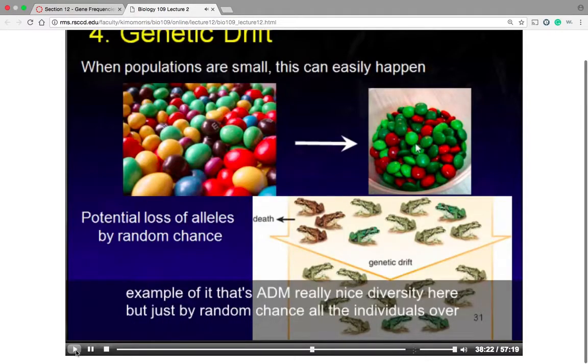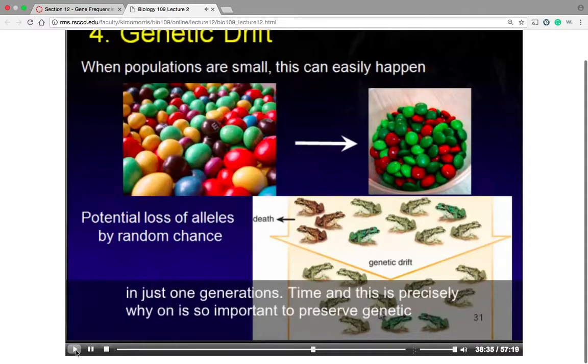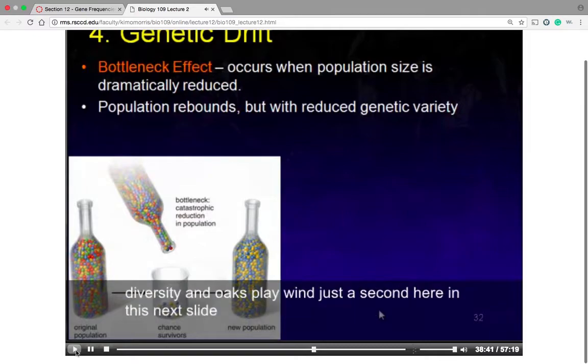Here's a really good example of it. Let's say you have really nice diversity here, but just by random chance all the individuals over here died. Well, your gene pool dramatically takes a hit and becomes far less diverse in just one generation's period of time. And this is precisely why it is so important to preserve genetic diversity. And I'll explain why in just a second here in this next slide.